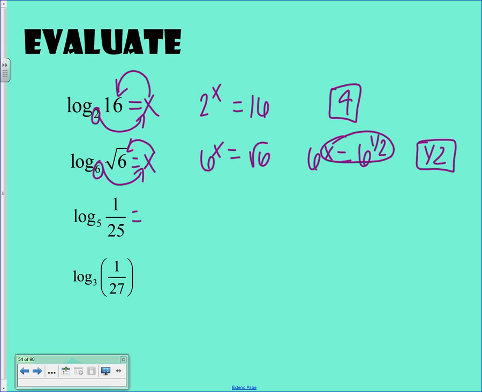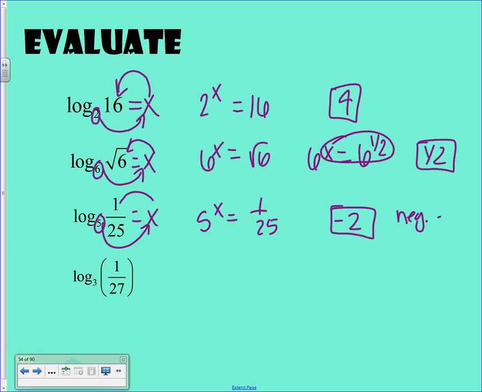Okay, next one, same idea, just getting used to your powers. 5 to some power has to equal 1/25. Well, I would know 5 squared is 25, but I need the reciprocal, which means my power is -2. Remember, a negative exponent flips it. Anytime you have a fraction, you're going to need a negative exponent. Same thing in letter D. I'm going to say 3 to what power is 1/27. I know 3 to the 3rd is 27, and since I need the reciprocal, my answer is -3.